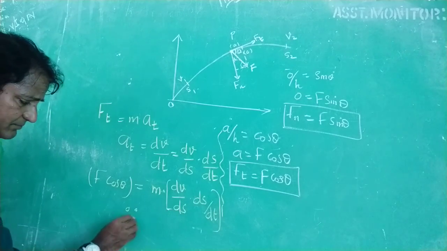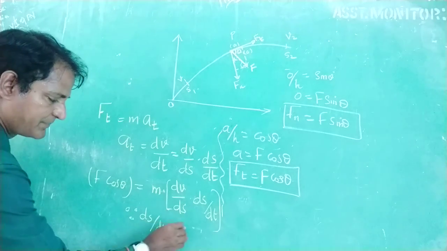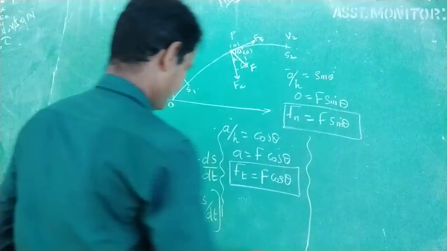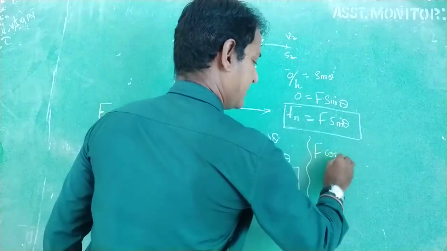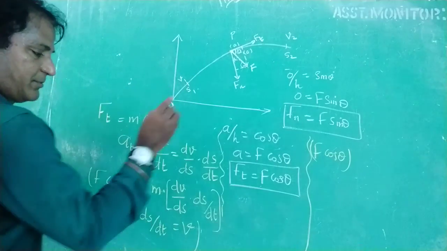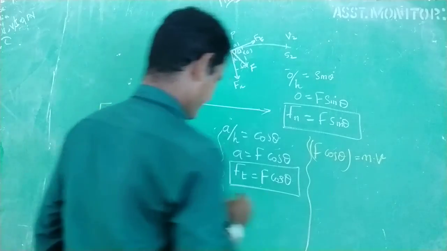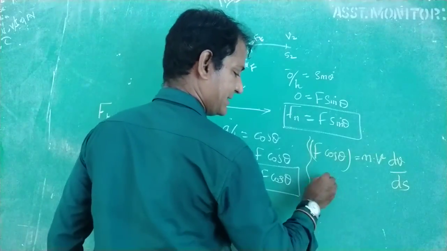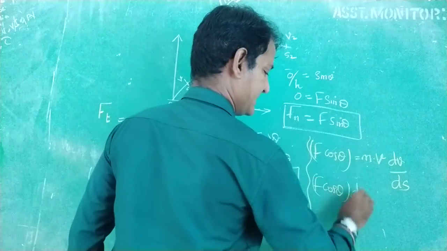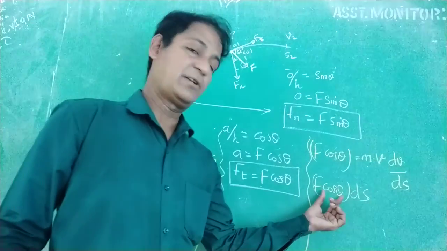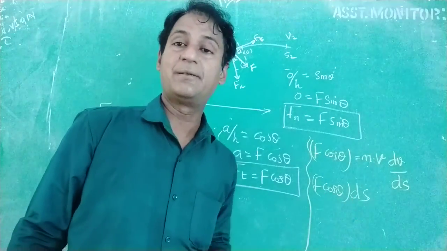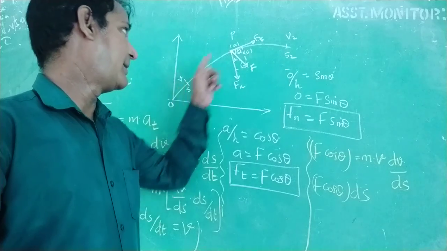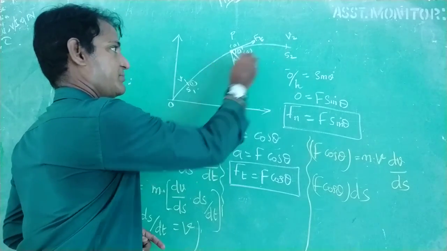We know that ds by dt is equal to the linear velocity. So I can write this as F cos theta is equal to m into v into dv by ds. Bringing this ds here, F cos theta into ds is nothing but the work done on the object between the positions 1 and 2. So this is 1, this is 2.